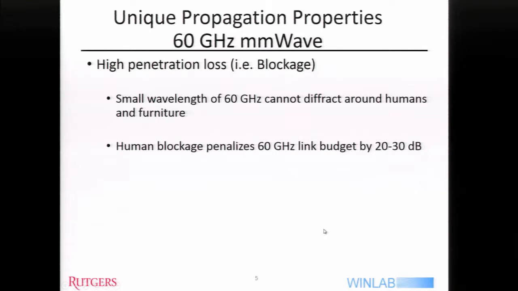Another unique propagation property of 60 gigahertz is a very high penetration loss. Because the 60 gigahertz wavelength is so small, it cannot diffract around humans and small furniture. If a human stands between the transmitter and the receiver, the link budget of 60 gigahertz will decrease by 20 to 30 dB. That means the link may be broken.